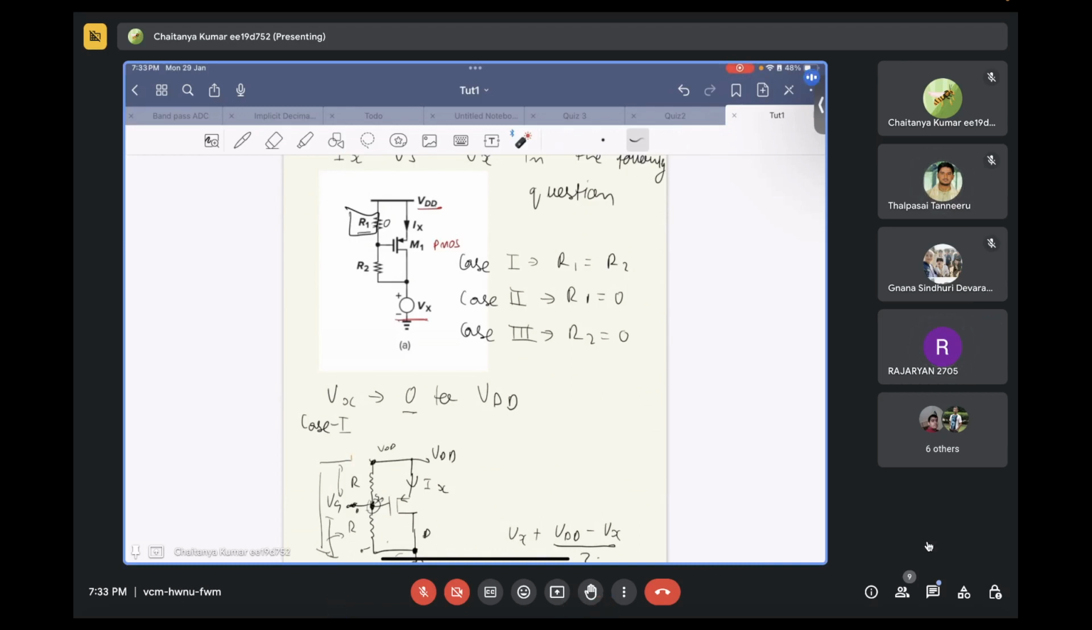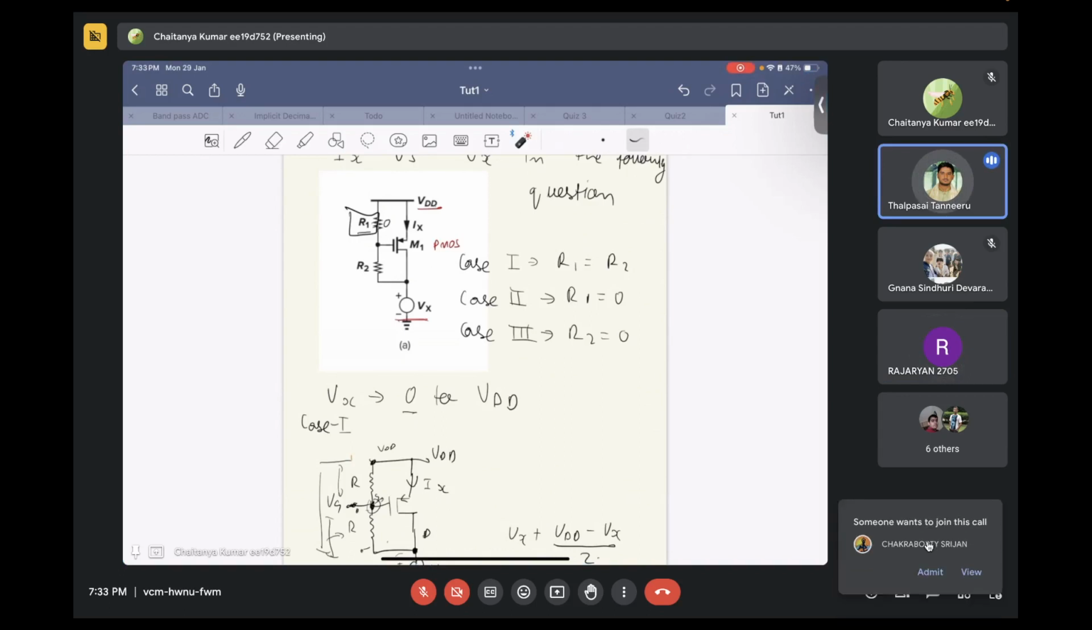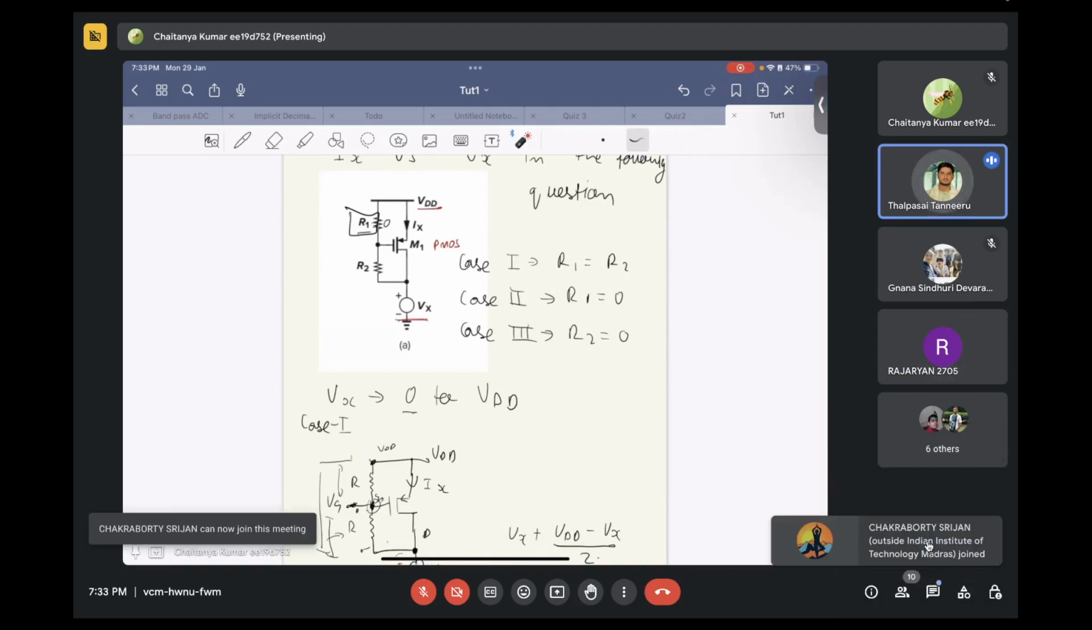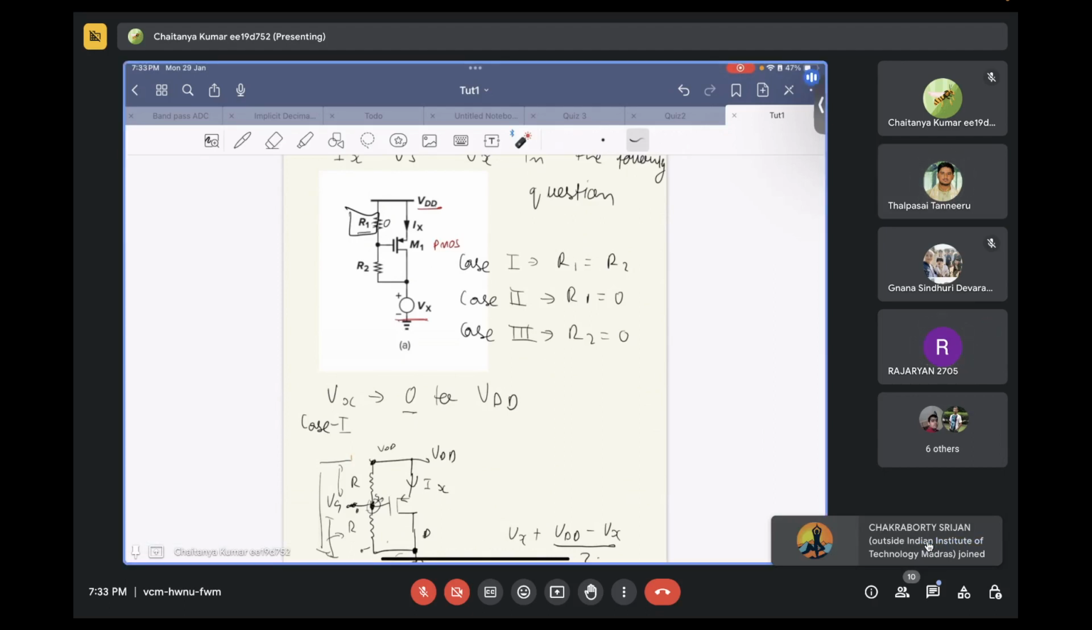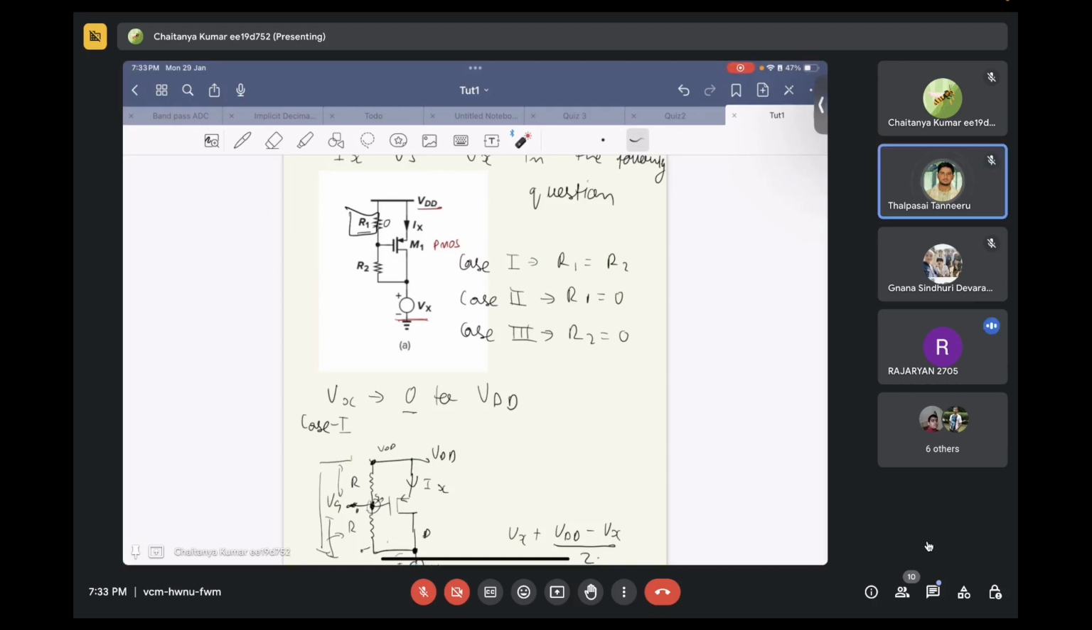So what will be your current in case 2? Your VSG is 0. Sir, current should be 0. Why? The MOSFET will be turned off, in the cutoff region. Okay. So whatever your Vx, you can vary it all the way from whatever value to whatever value you want. Your MOSFET will always be turned off.